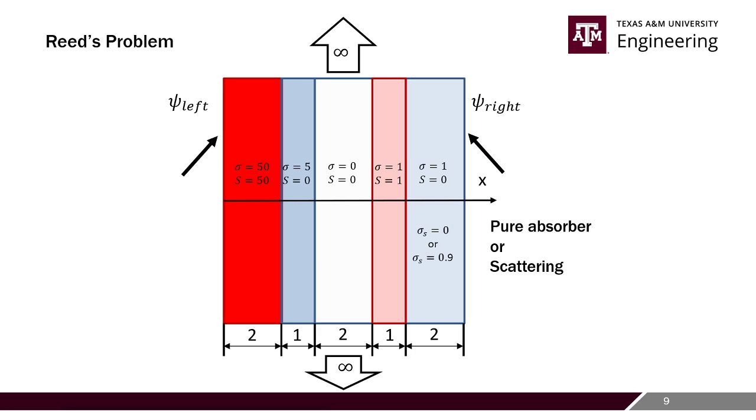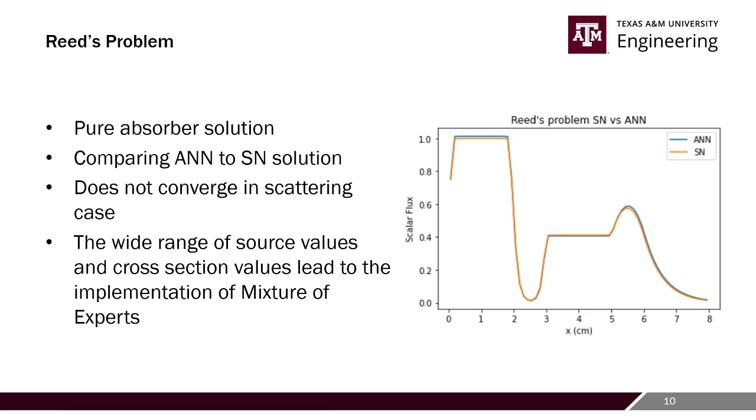So this scattering will cause many source iterations needed in order to fully converge the scalar flux, and this will cause a buildup in error if we're not careful with our neural nets. So first, we tried to solve the pure absorber solution, and we're comparing here the artificial neural network to the SN solution, and we're able to pretty closely replicate this pure absorber solution. But in this case, the vanilla neural network does not converge in the scattering case.